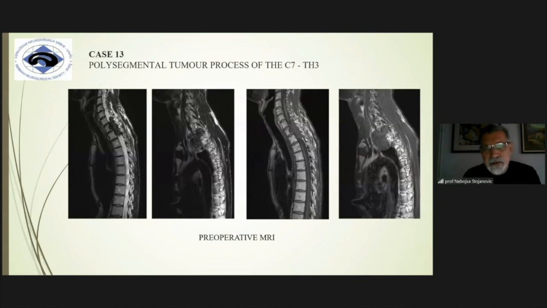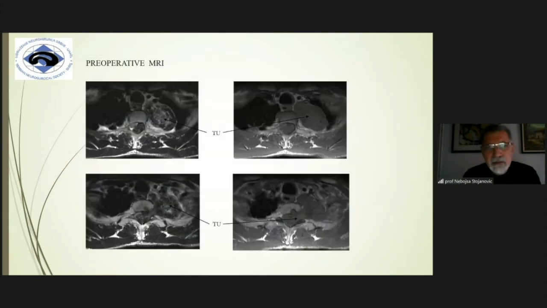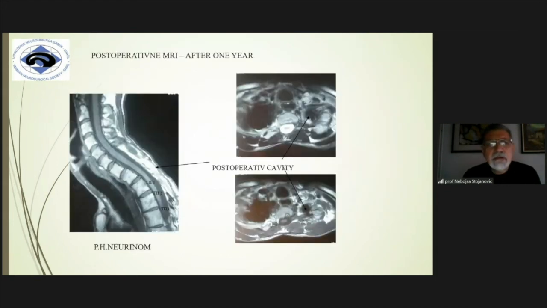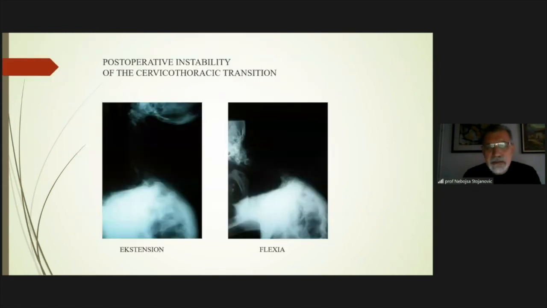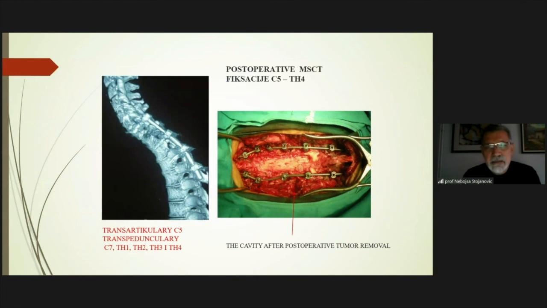Polysegment tumor process, C7, T3, intracanalicular and extravertebral. Massive process; in the postoperative period after 1 year we have instability in this region, and we must reoperate and fix this region.